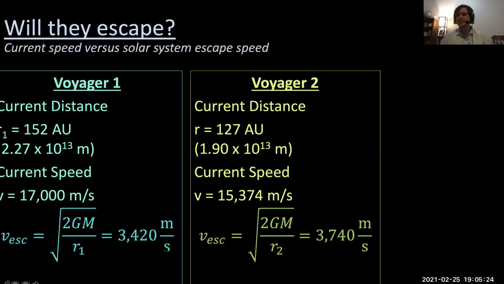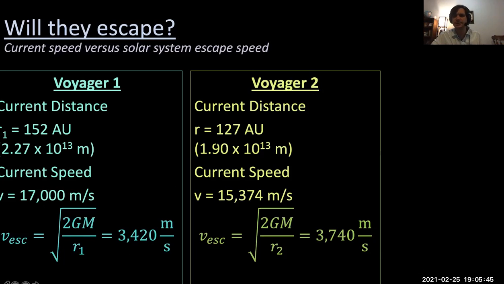If it's moving faster than that, it will escape the sun's gravity and never come back. It'll leave the solar system and no longer be a part of our solar system bound to our sun. Its current speed, 17,000 meters per second, is well above the escape velocity for the sun at the distance that it's at. And then we have Voyager 2, we can do the same thing.